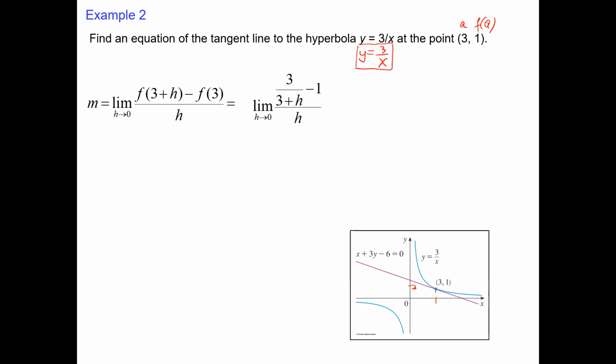So we can see we have a function 3 over x. That means this will be replacing x with 3 plus h, and f of 3 replacing x with 3. 3 over 3, 1. Okay, that's we have this limit. This is one more time, f of 3 plus h. We can see 3 over x, now x is 3 plus h. 3 over 3, it's 1, because this is f of 3.